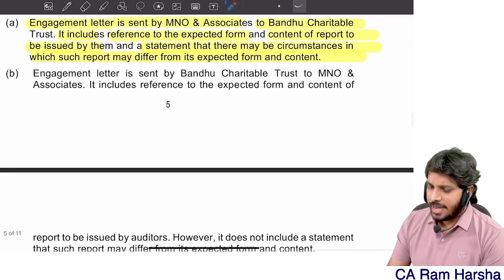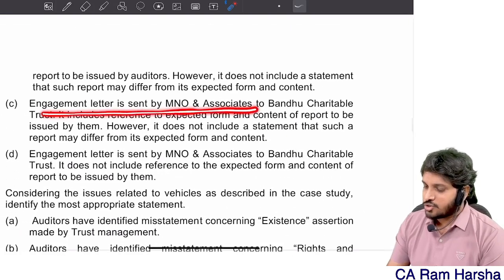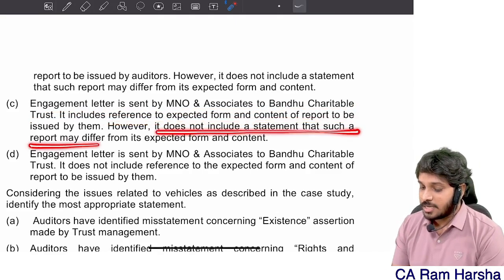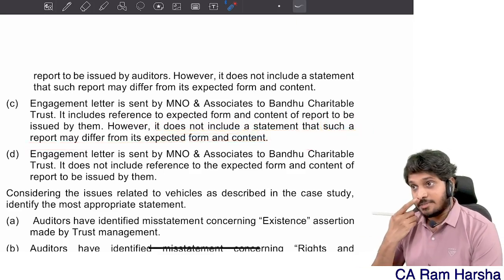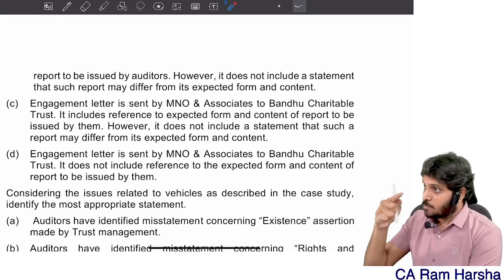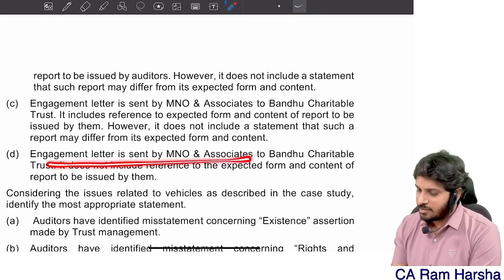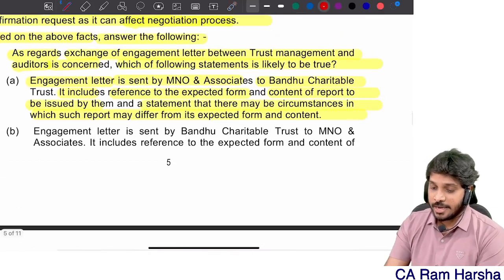We'll see the others. Engagement letter is sent by MNO Associate to Bandhu Charitable Trust. It includes reference to expected form. However, it does not include a statement that the report may differ. That's wrong. It shall include a statement that circumstances might necessitate me to modify the form and content of the audit report. Another option says the engagement letter is sent by MNO to Bandhu and it does not include reference to expected form. That's wrong. So the answer is A.